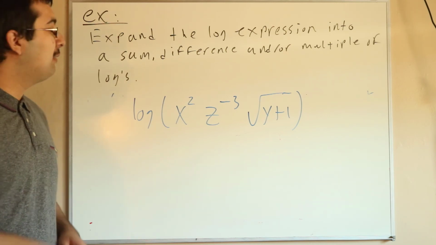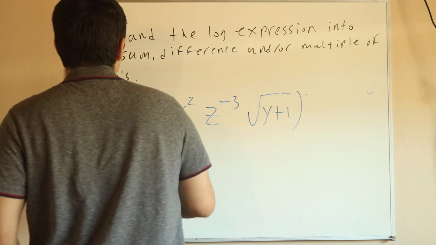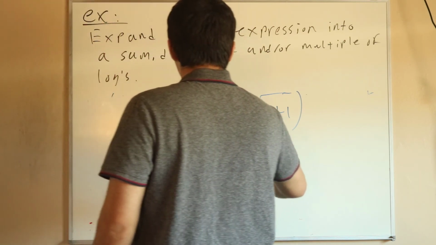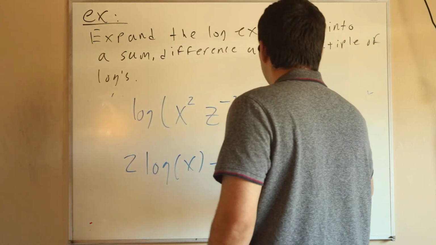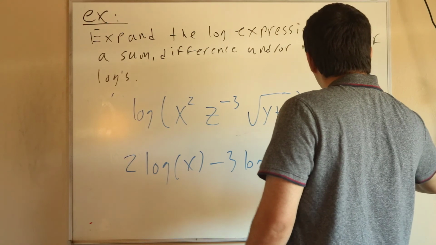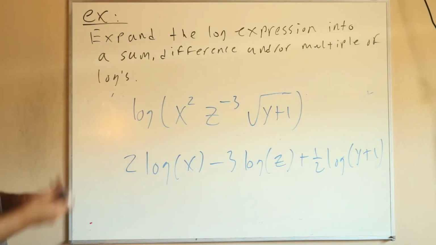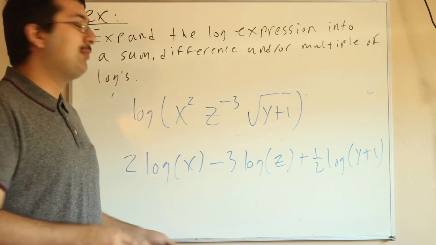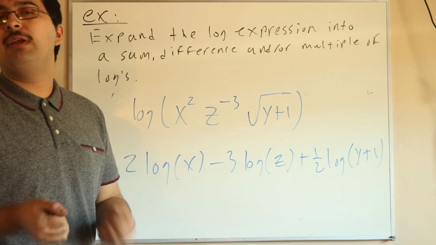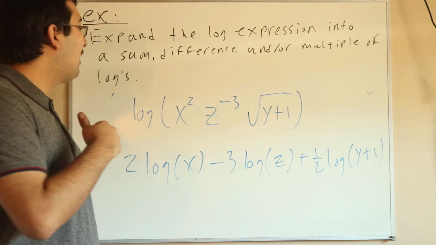Okay, so hopefully you gave the problem a shot, and if you did, let's compare answers. So the answer I got was 2 times log of x minus 3 times log of z plus 1/2 times log of y plus 1. There you go. That was the answer I got. Again, if we do not get similar answers, double check your work. If you think you're right, go ahead and send me an email. We can discuss. I could have easily made a mistake.